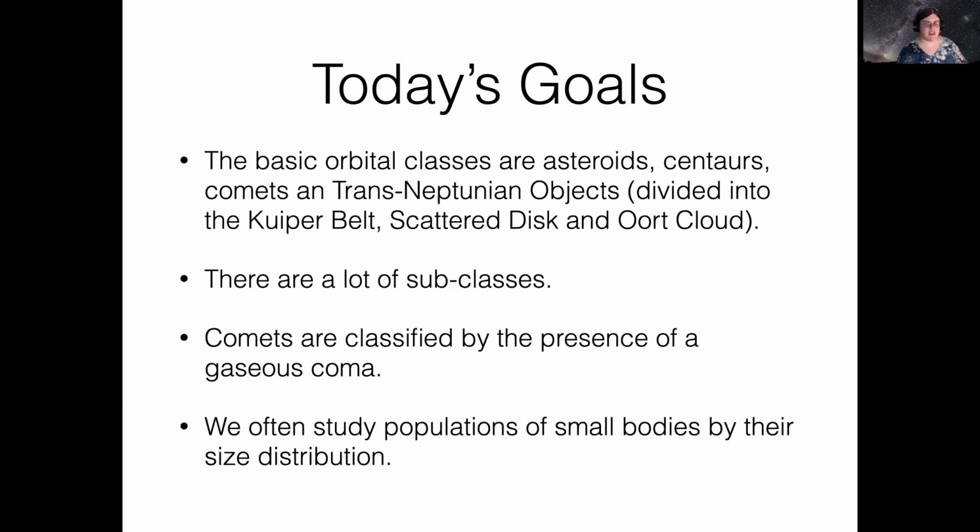So what we talked about today, we talked about all these classification systems. There's a lot of it. Now, the other thing is we said the distinction of comets is that comets have gas around them, they have a coma, or at least they get a coma during part of their orbit. Minor planets don't. We often study objects by their size distribution. And the other thing we have to worry about is moons, satellites.